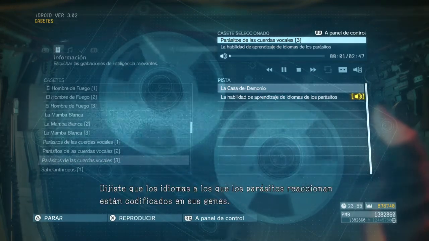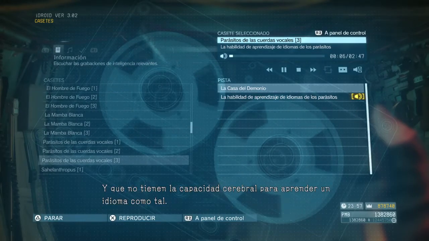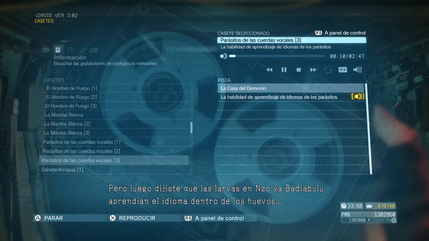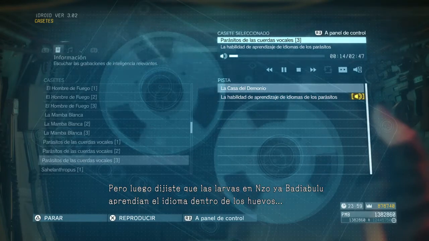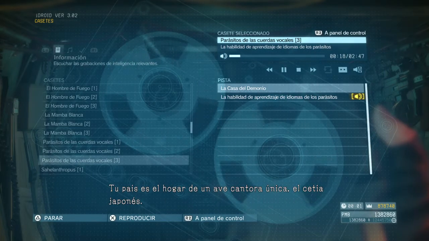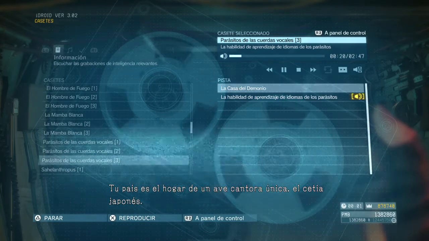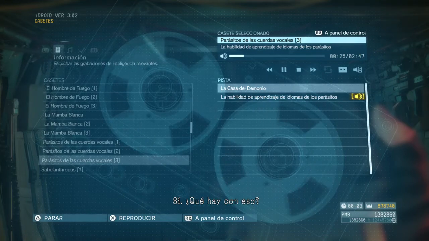You mentioned that what language the parasites respond to is hard-coded into their genes, and that they don't have the brain power to actually learn a language. But then you say that the larvae at Nzoia Badia Bulu were learning the languages in the egg. Your story doesn't add up. Your country is home to a unique songbird. The Japanese bush warbler. Sure, what of it?